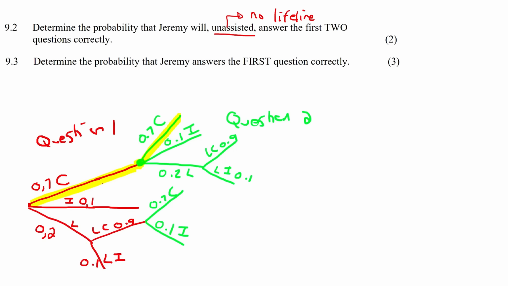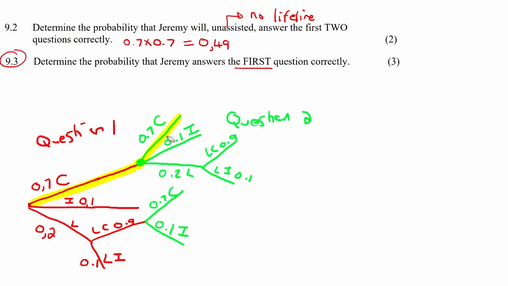So on a tree diagram, whenever you want to work out the probability of an entire branch like that, can you remember what we should do with these numbers? We should multiply them. So we're going to say 0.7 multiplied by 0.7, and that's going to give us 0.49.